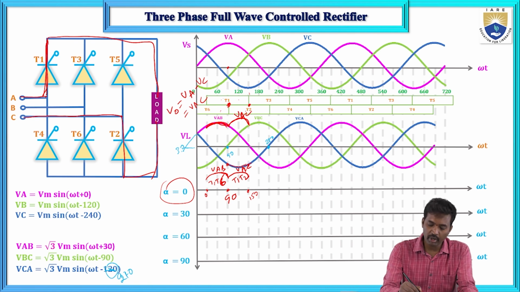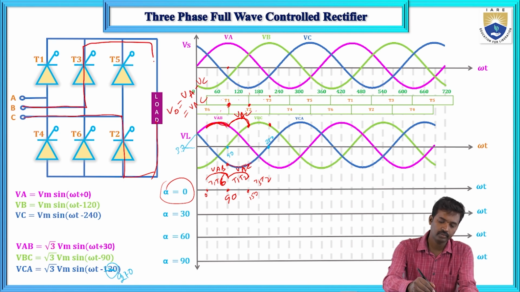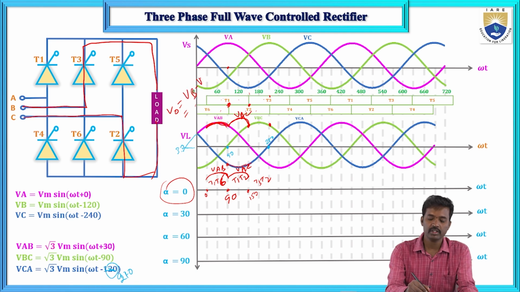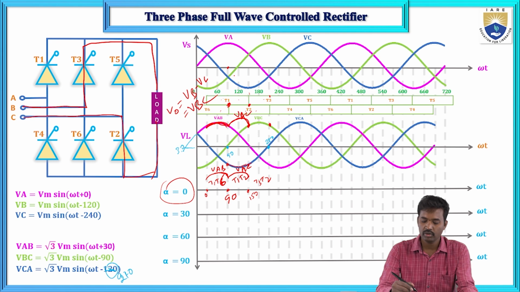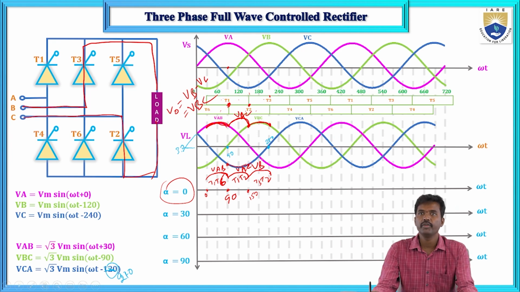And next, from 150 to 210, T3 and T2 will conduct. T3 and T2 will conduct means the output voltage equals VB minus VC, that equals VBC. So that is VBC; it will follow this voltage VBC.